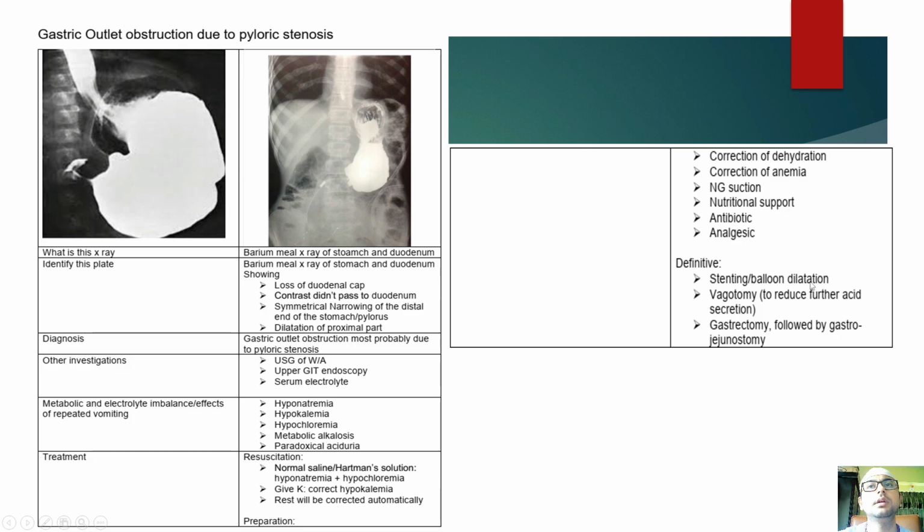For definitive treatment, balloon dilatation to make the lumen more viable, vagotomy and gastrectomy followed by gastrojejunostomy, or bypass. Okay.